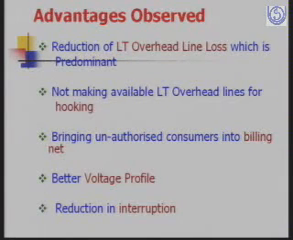So the advantages observed have been reduction of LT overhead line loss, then preventing hooking and bringing unauthorized consumers into the billing net, better voltage profile, and also reduction in interruptions, because whenever the LT lines are there, there is a lot of fault on the LT line, but on the HT line the faults are much less, and the consumers affected by a fault are much less because the LT line associated with a small distribution transformer is very low as compared to the LT line associated with a large transformer.